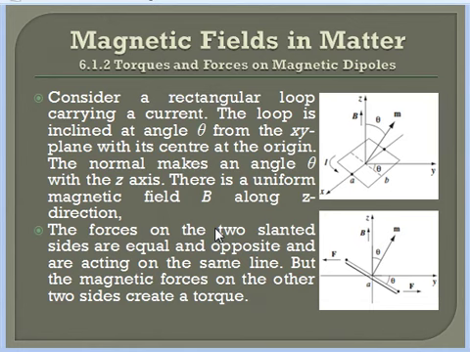So for that, we consider a rectangular loop carrying a current I. The loop is inclined at an angle theta with respect to the xy plane. Here the xy plane is taken as the horizontal plane and the z-axis is placed perpendicular to it in the vertical direction. The loop is carrying a current I. The dimensions of the loop are A and B.